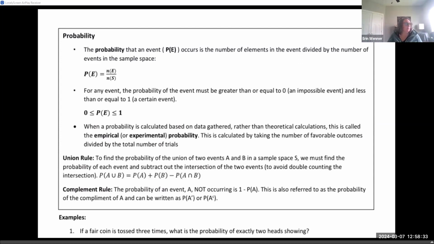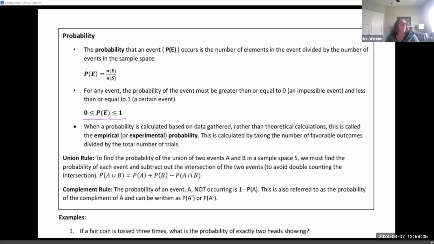For any event, the probability of the event must be greater than or equal to 0, which is considered an impossible event, or less than or equal to 1, which is a certain event. A probability of 1 means that it's going to happen 100% of the time. It's impossible to have a probability greater than 1 because you're saying that something's going to happen more than 100% of the time, which is impossible. And again, as you can see, probability has to be between 0 and 1.